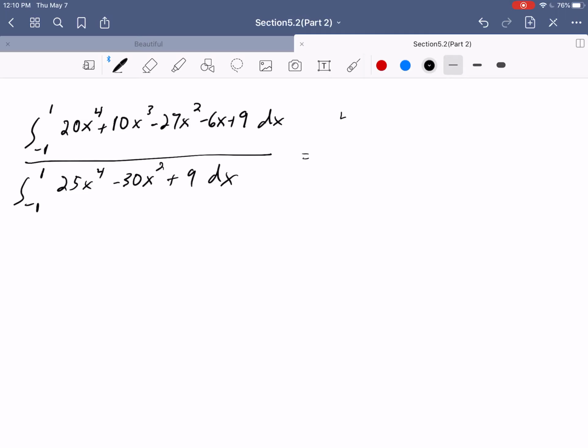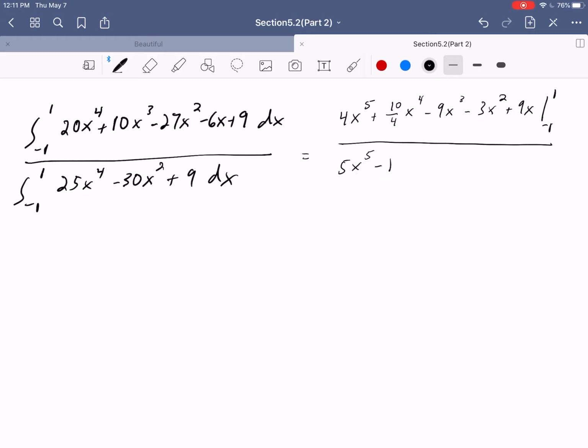Looks like we should get 4x to the 5th plus 10 over 4x to the 4th minus 9x cubed minus 3x squared plus 9x evaluated from minus 1 to 1 all over down here. Looks like we should get 5x to the 5th minus 10x cubed plus 9x evaluated from minus 1 to 1.